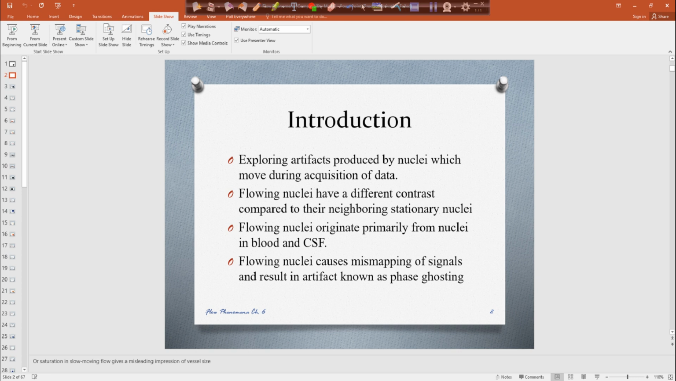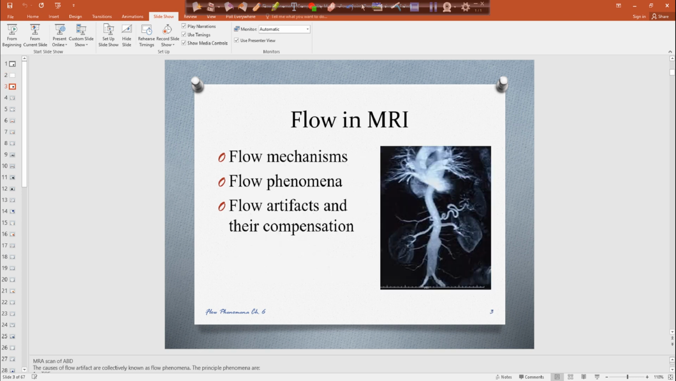So if you've seen those artifacts, like an aorta on an abdomen scan that actually traverses your scan, creates this little phase ghosting artifact, that's what we're going to be talking about today, and how to maybe possibly eliminate that altogether and increase the signal within that aorta better. So these are the three main things we're going to be talking about today: flow mechanics, flow phenomena, and then the flow artifacts and their compensation.